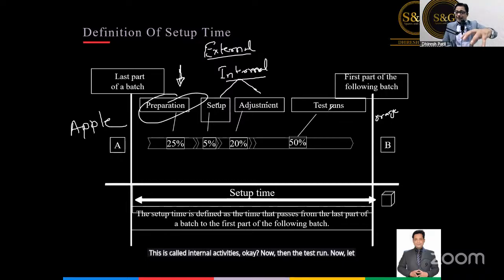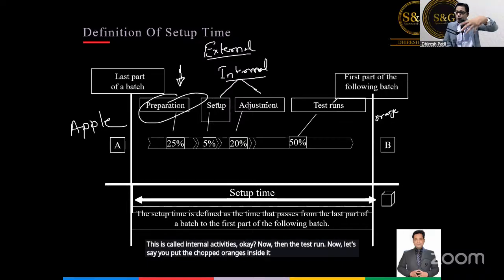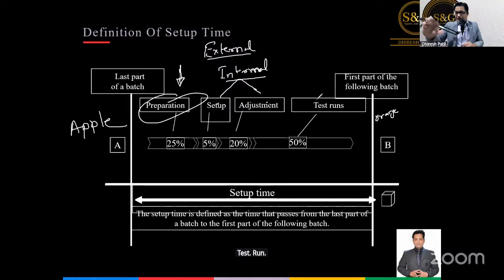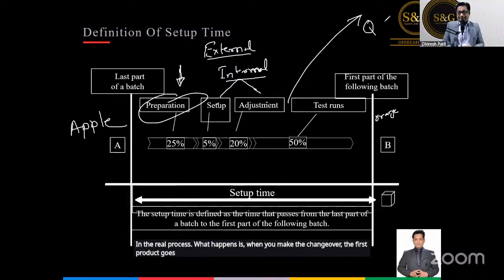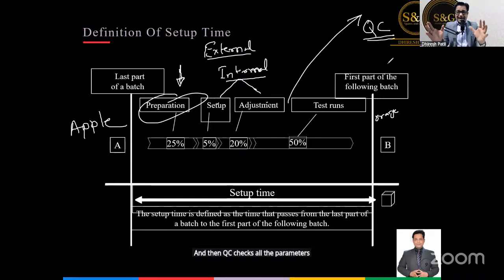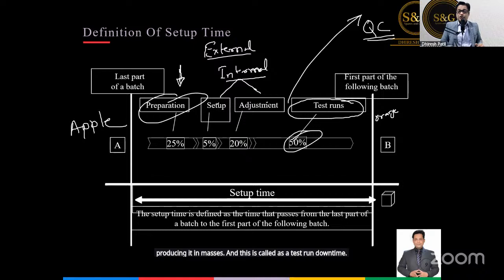Now let's say you put the chopped oranges inside it and you made a small piece of test run. Now you will just check it and then you start the production. Now understand this. In the real process, when you make the changeover, the first product goes for the quality check, QC. And then QC checks all the parameters. Once they are absolutely okay, then you start producing it in masses. And this is called as a test run downtime, which generally consumes approximately 50% of your setup time.